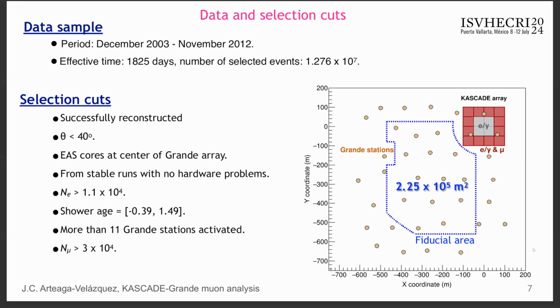Also, there are other cuts on the shower muon size and the number of electrons on the lateral shower edge, and we also required more than 11 Grande stations activated during the event, to have a good number of events of large energy.